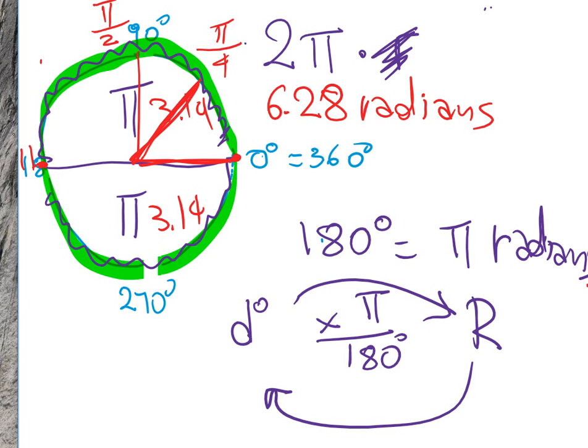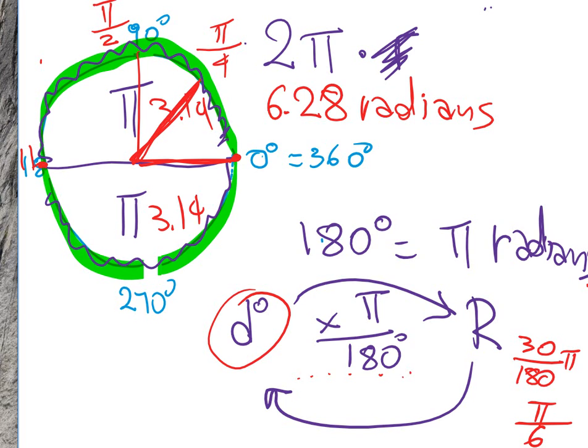So let's come back to this part, how I'm going to transform a degree to radians. I need to multiply the degrees times pi and divide it by 180. For example, 30 degrees will be 30 over 180 pi. That will be pi sixth. Remember that we're going to use it later.